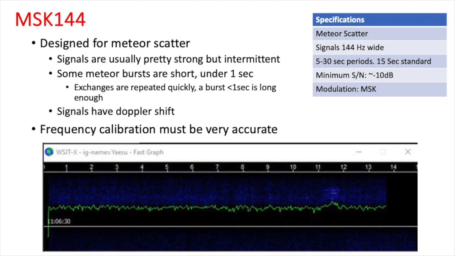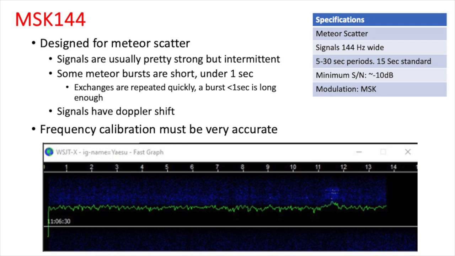MSK 144, this is designed for meteor scatter. Now, meteors are a whole different propagation mode. We have a meteor that goes through the atmosphere. It ionizes as it burns up, and you can reflect a VHF signal off of it. 2 meters, 6 meters, and 10 meters is possible, and only recently was it legal to use this mode on 10 meters because of the bandwidth.